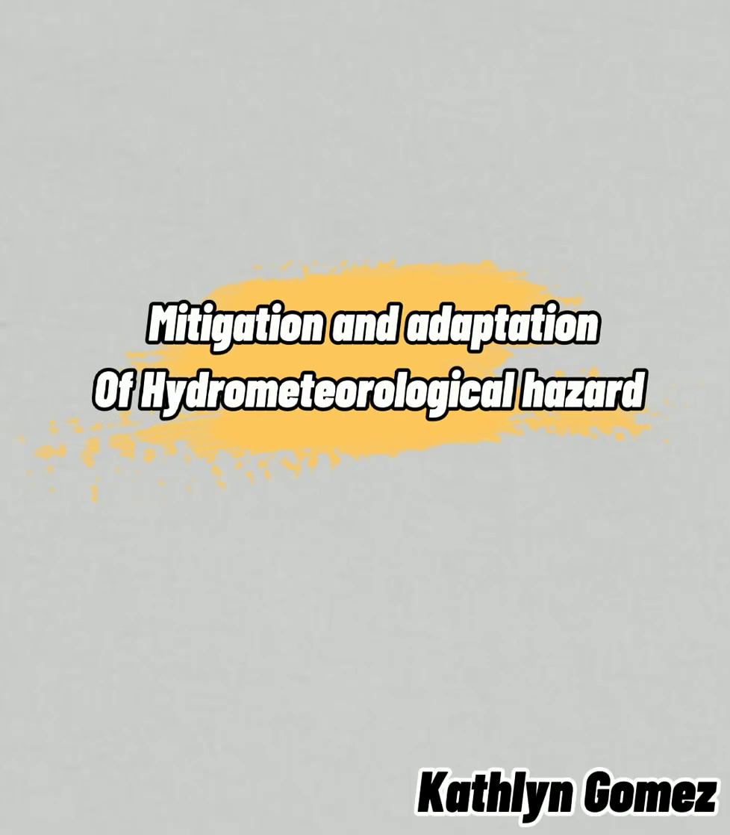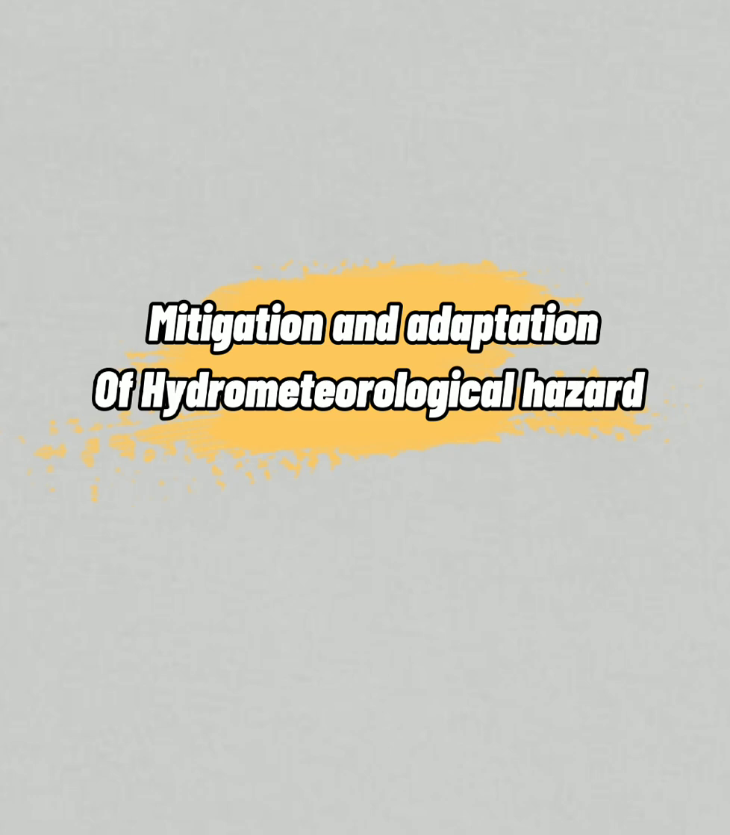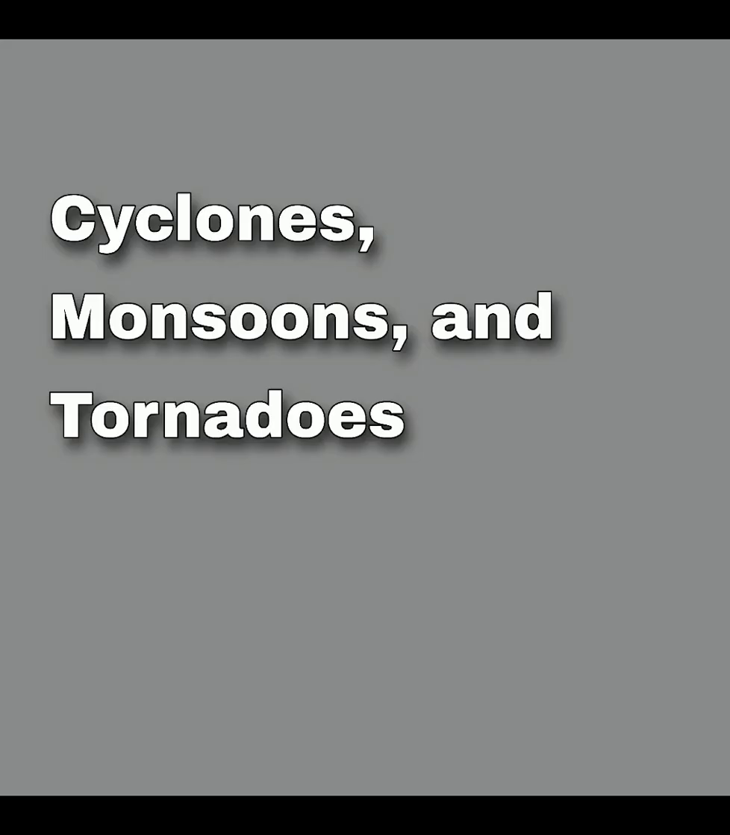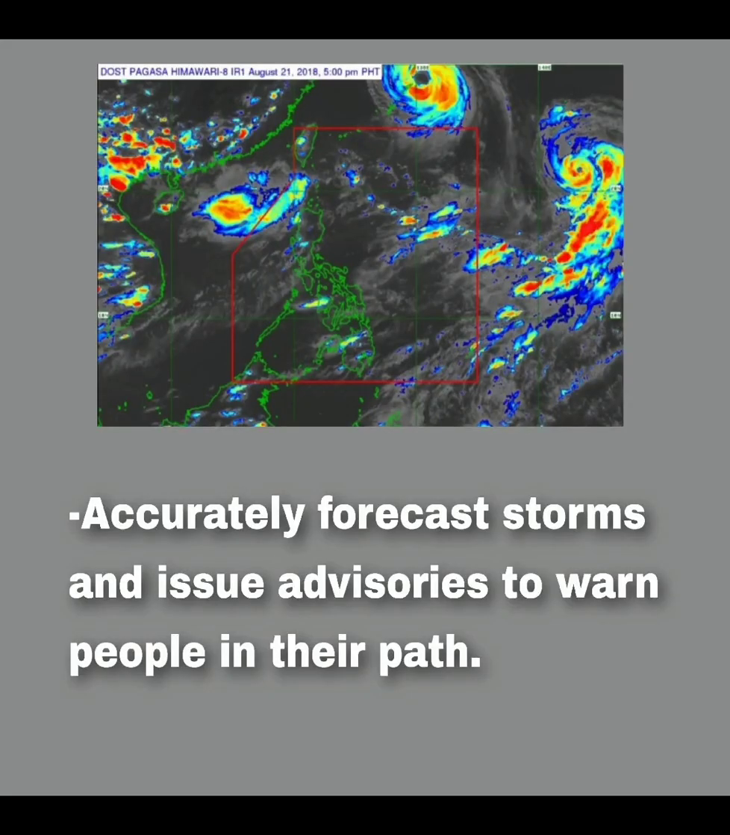Mitigation and adaptation of hydrometeorological hazards. Cyclones, monsoons, and tornadoes. First, we have accurately forecast storms and issue advisories to warn people in their path. So, the forecast or announcement of an incoming disaster should be accurate so that people can be warned.